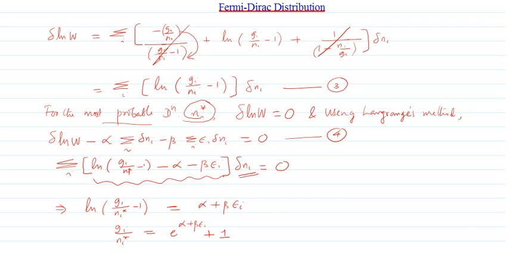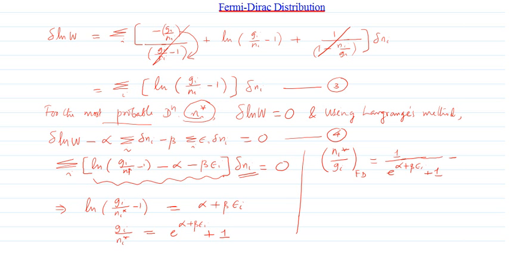But you know that we are interested in ni star by gi, the number of particles per level, or the mean occupation number. So I can write ni star by gi for this particular case, the Fermi Dirac case, equal to the reciprocal of the right side, that is 1 divided by e raised to alpha plus beta ei plus 1.